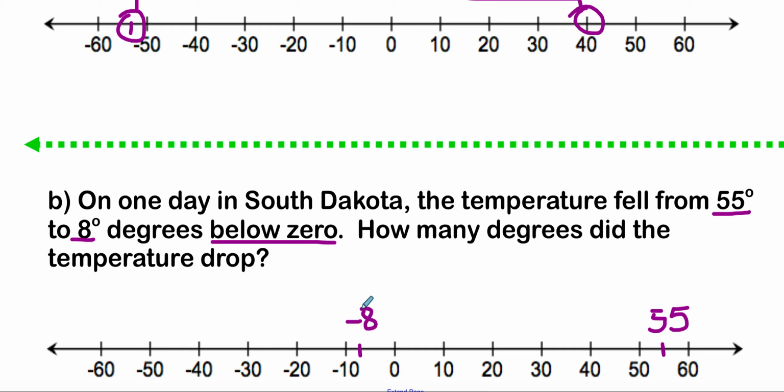Now, how do you figure out how many degrees the temperature dropped? Again, you just find the distance by adding the absolute values. Add the absolute values and figure out the answer. Okay, let's move on to the next. Practice. Write the answer, please, in your notebook.